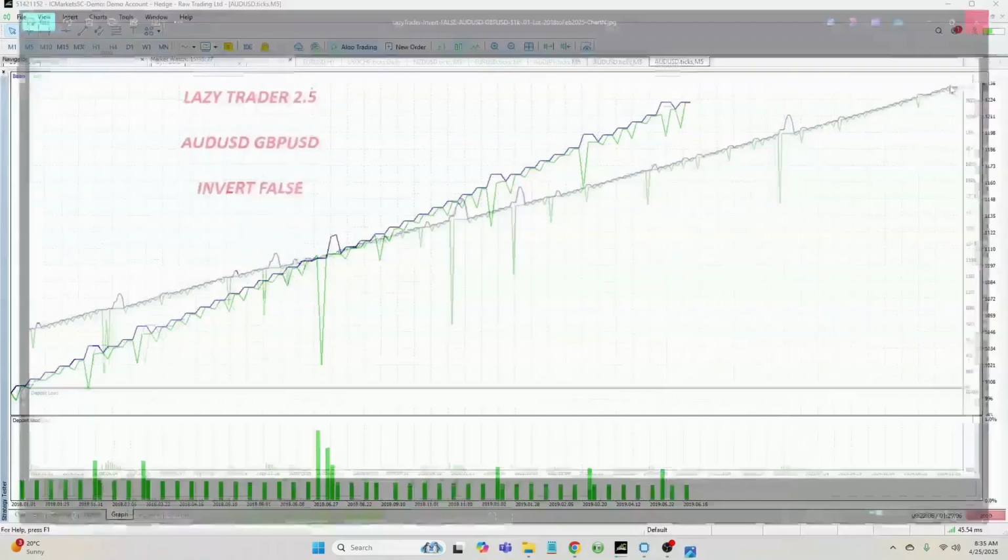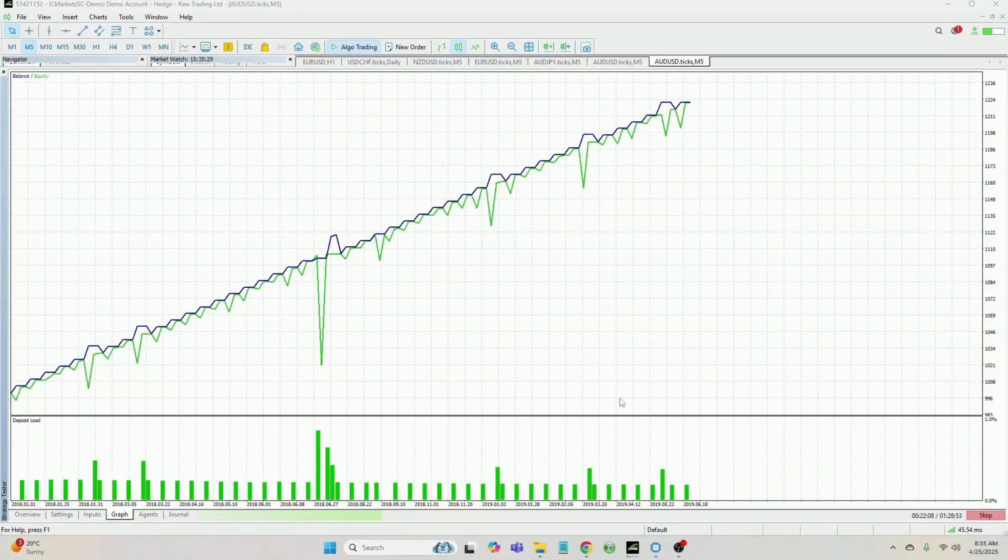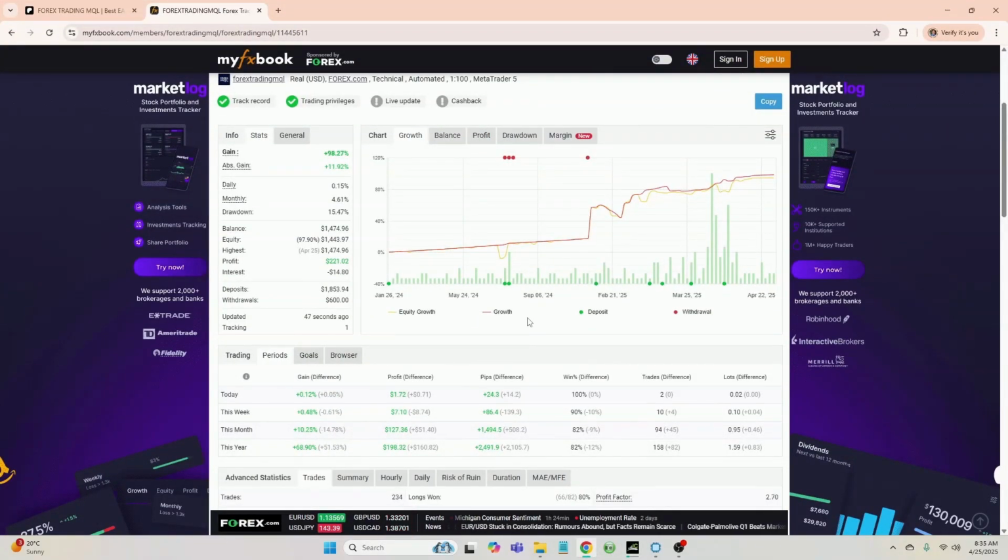Okay, what else do I want to show you here today? I think there was something else. Yes, our live accounts, right? We are trading these live, right? This is the MyFXBook page. Our live accounts are doing very well. As you could see here, we've made 98% gains.